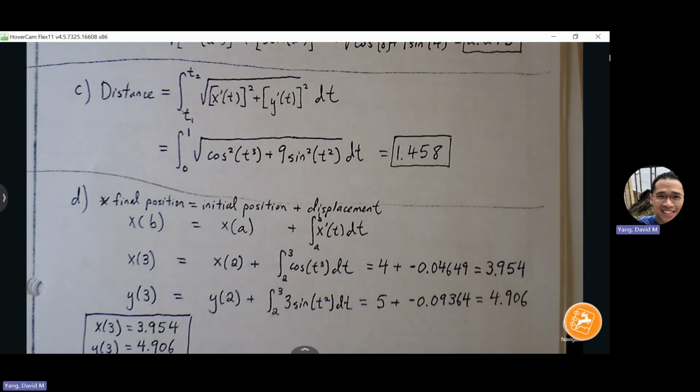Right, we have x of 2, we can figure this out and we can solve for x of 3. Or on the y side, we can plug this in the calculator. We have y of 2, solve for y of 3.